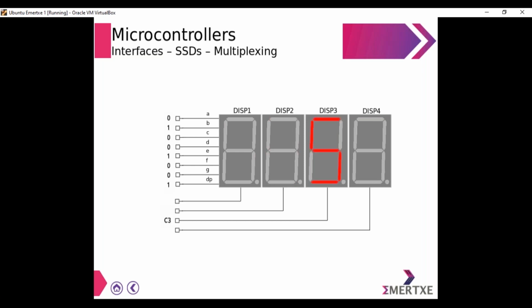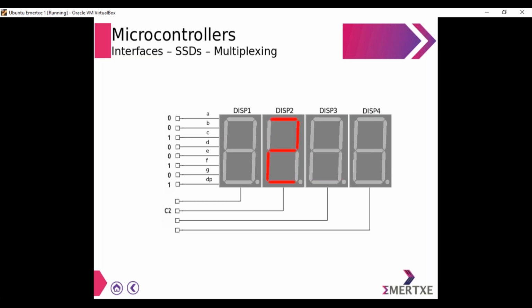Yes, I have to write it faster. I have to increase the frequency. I have to write it in such a way that our human eyes will not be able to see the switching between the SSDs. So give the data for 2, then turn on the second SSD. Give the data for 5, turn on the third SSD. Do this in a very fast manner.